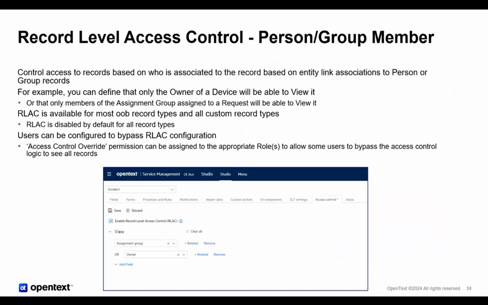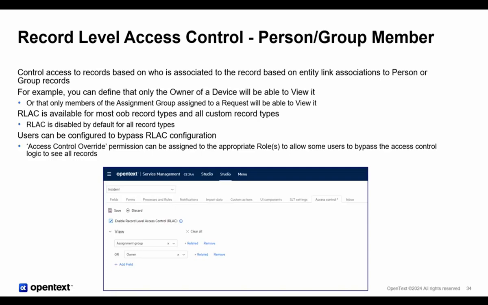Next feature is record level access control based on person or group membership. This is a new way to control which records an agent sees when they're in the agent interface. So you can configure access to view the records based on information from that record itself, so based on the entity link associations to person or group records.